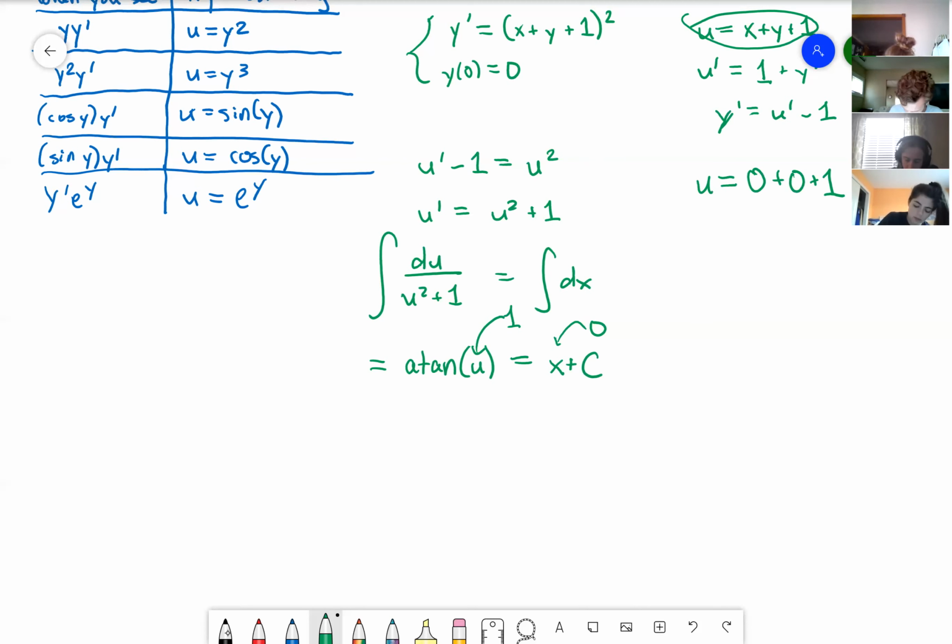That seems much better. And so the arctangent of 1, the angle between minus pi over 2 and pi over 2 that we can plug into tangent to get 1, is pi over 4. And on this side, we get c. So we get c is equal to pi over 4. And we can rewrite this now as u equals tangent of x plus pi over 4.